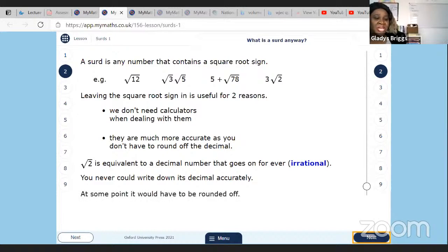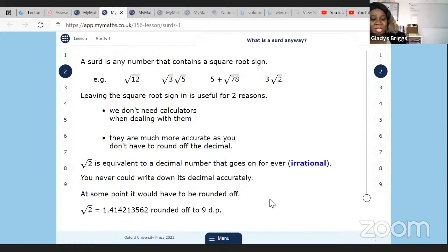At some point, it would have to be rounded off. Root 2 is 1.414213562, and so on, to 9 decimal places. So I've already told you guys about all of this. That's why I like to come back to my maths to see what's written there.